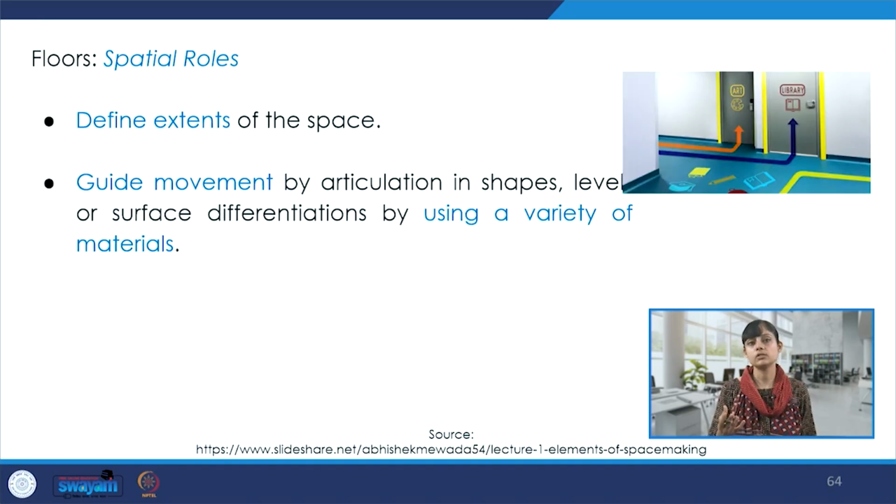There are different spatial roles that floors offer. They define the extent of the space, they guide movement, and there can be articulation in shapes, levels, or surface differentiations by using a variety of materials. So we could create that kind of variety, and that provides articulation, and we can use different kinds of patterns, motifs, color palettes, etc., such as over here.